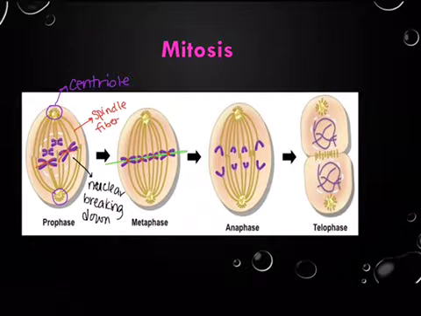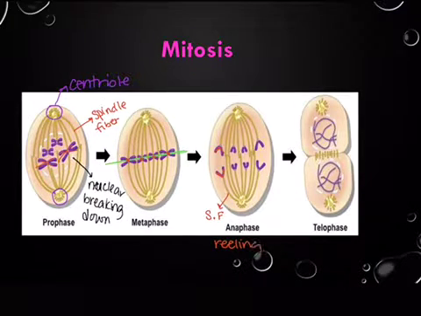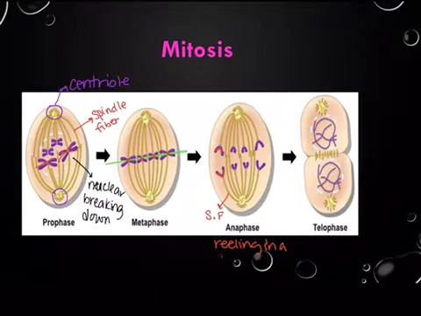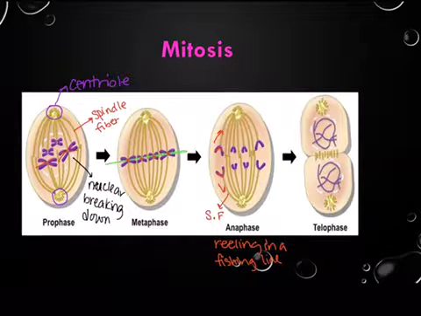Then, when we move into anaphase, notice how the X's have been pulled apart because the spindle fibers are shortening. So remember, these are the spindle fibers, and they're shortening. I always think of anaphase as reeling in a fishing pole. Fishing line, I guess. And so the spindle fibers have been cast out, they've hooked onto a chromosome, and now it's time to reel them back in. So these chromosomes are actually moving towards opposite poles.